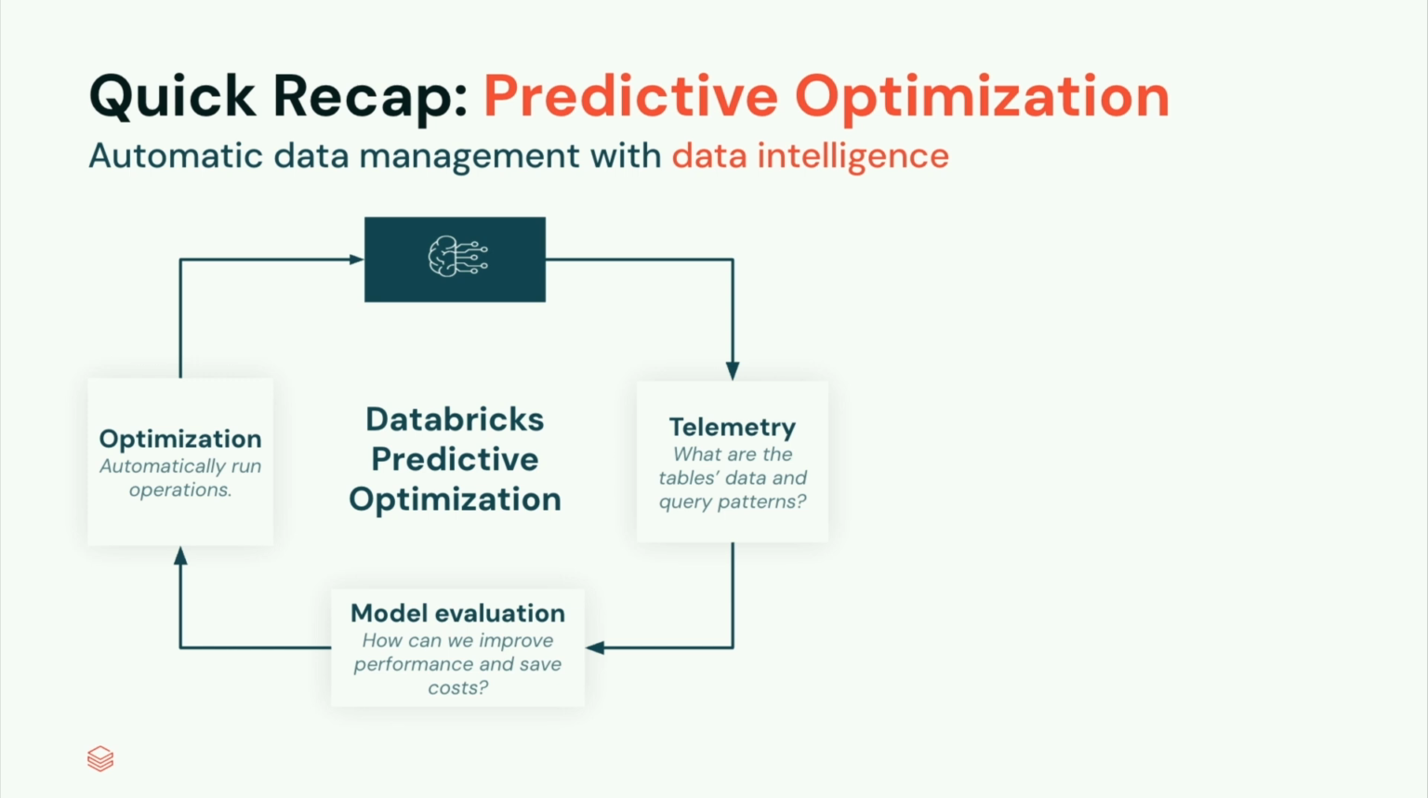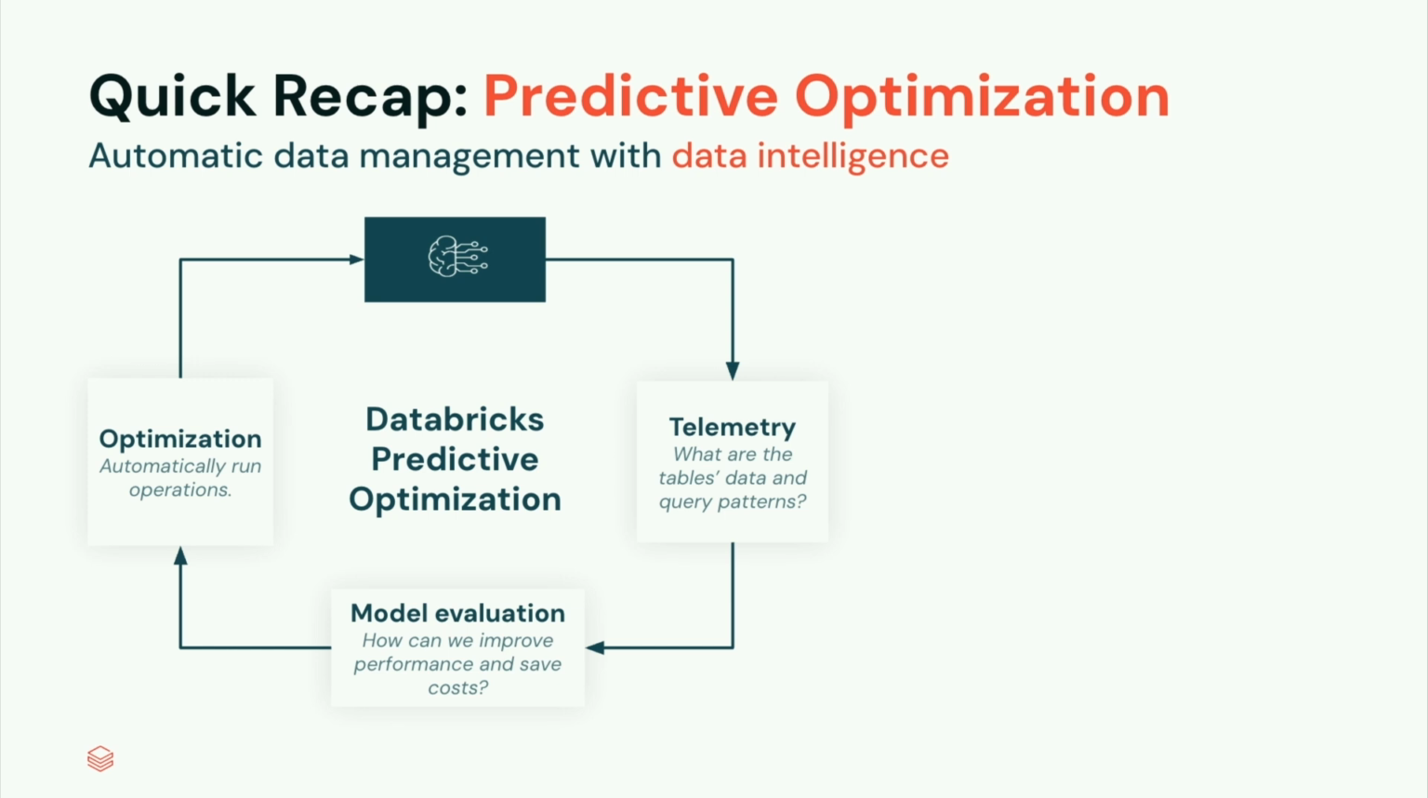This is one of our most important features that brings data intelligence to your table to provide the best price performance. It is also a prerequisite for automatic liquid clustering. So predictive optimization can capture your data and query patterns through the Unity Catalog on your UC managed tables to determine the best optimizations to run on your data, and actually runs those optimizations automatically on your behalf.